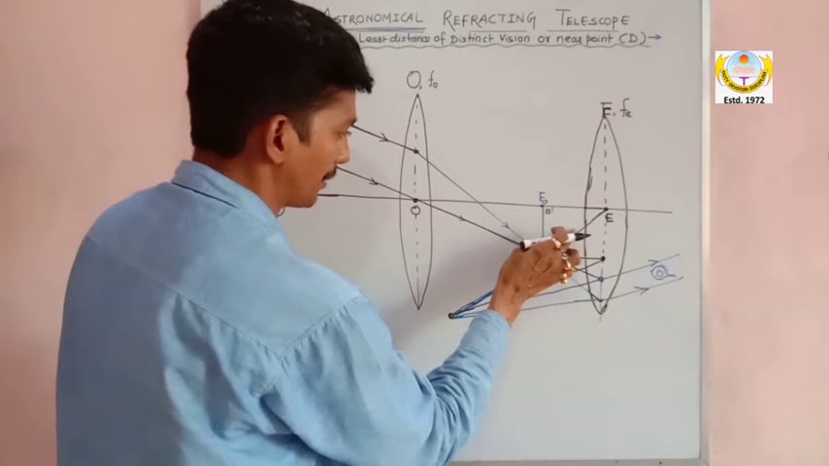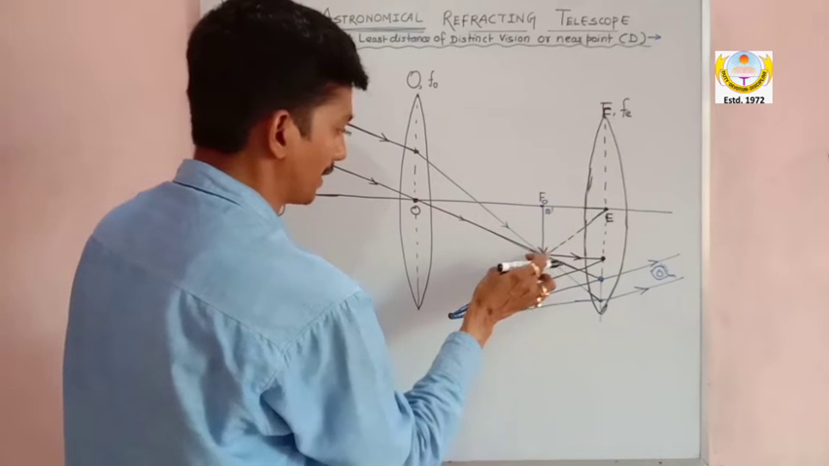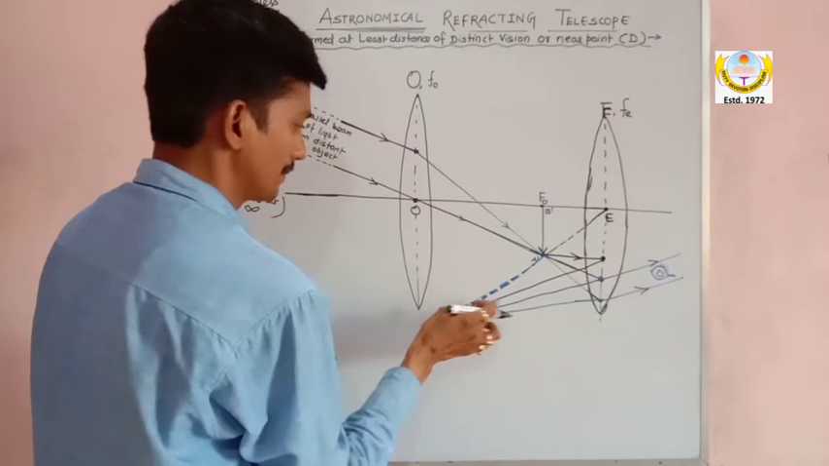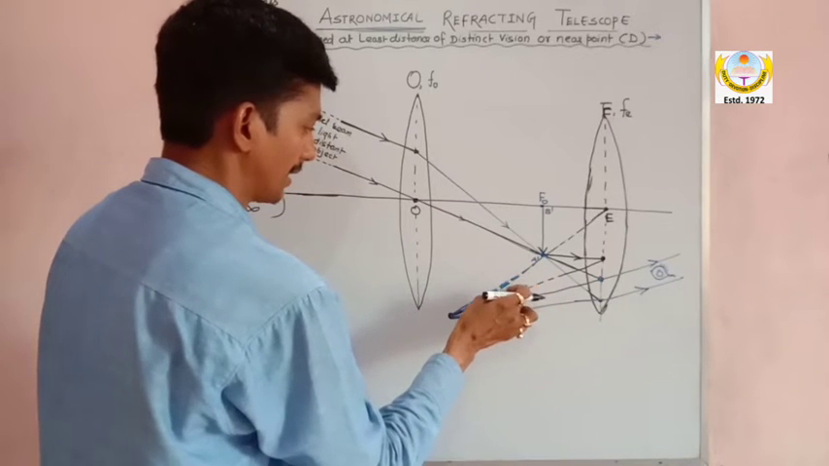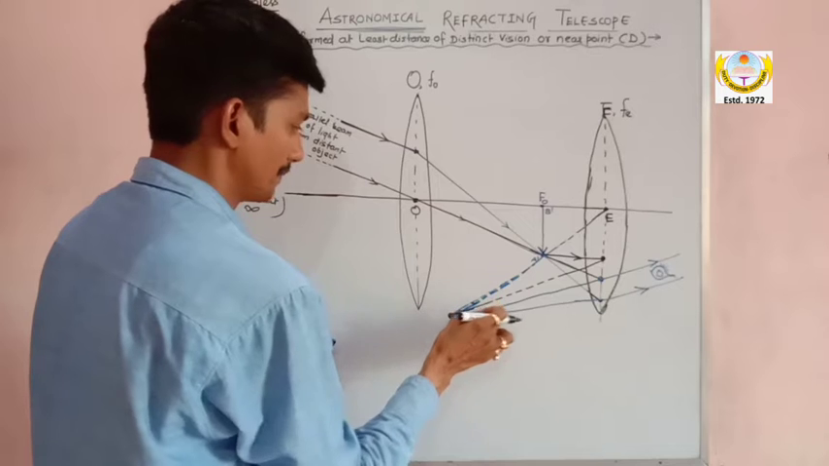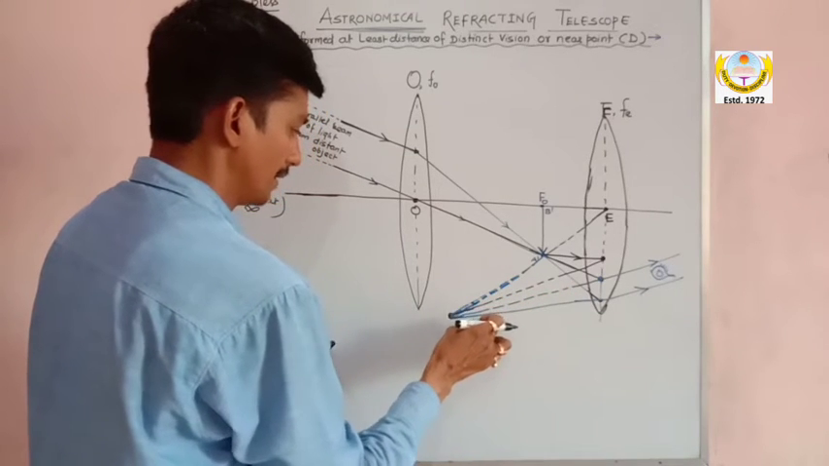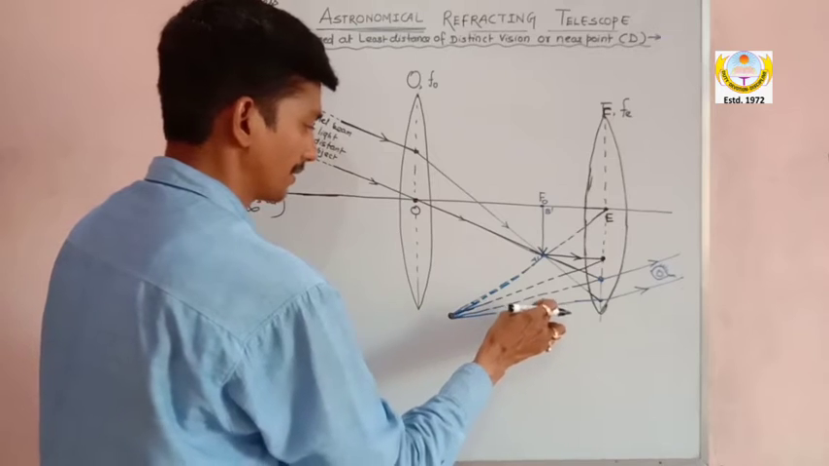Now here you can draw the dotted lines. Now you make this as dotted lines. Similarly, you can draw this as dotted lines. You can draw this as dotted lines.